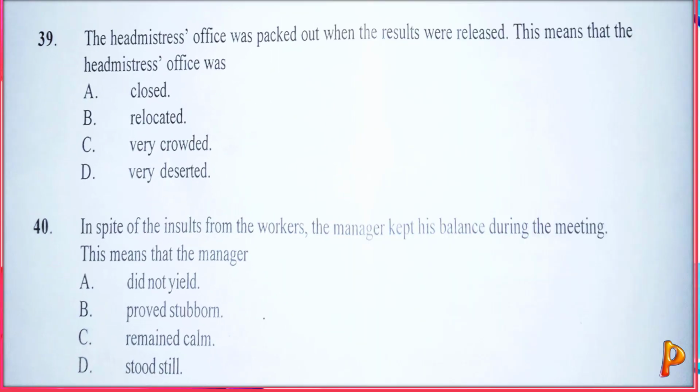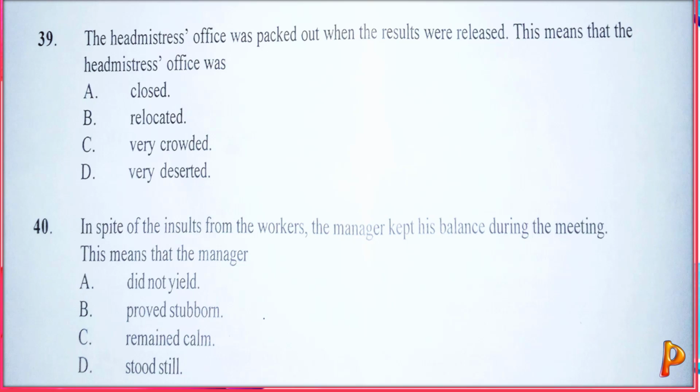Question 39. The headmistress's office was packed out when the results were released. This means that the headmistress's office was A. closed, B. relocated, C. very crowded, D. very deserted. The correct answer to this question is answer space C. The headmistress's office was packed out when the results were released. This means that the headmistress's office was very crowded.